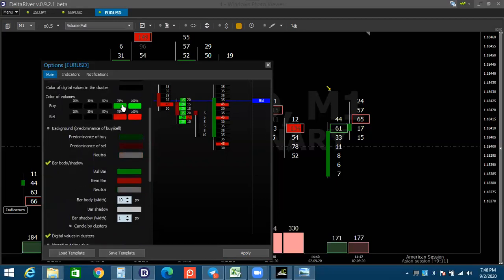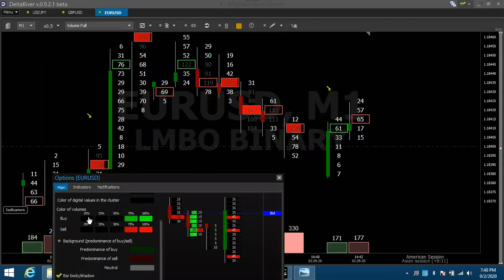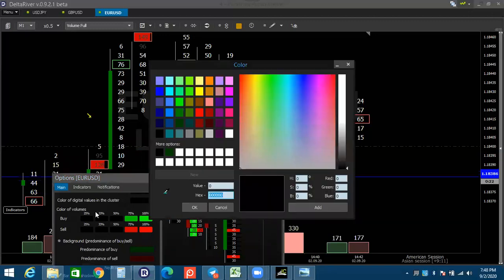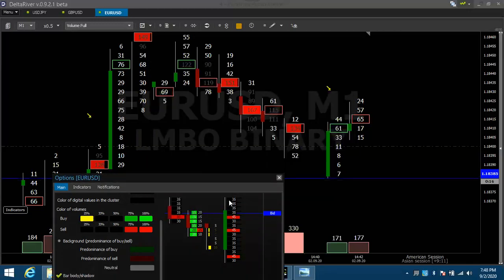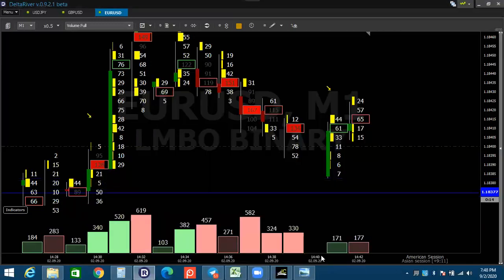And this is showing that only the 75%, here there is a color of volumes, and 75% to 100%, if the volume is increasing from the buyers and sellers, only they can show, not 25%, 33%, 50%. If I apply the 25%, it can be highlighted with the yellow color, look at here. Apply. So now you look at the yellow color that is showing. It's a 25% volume increase from the buyer side, and other volume is from the seller side. So we don't need this type of volume.